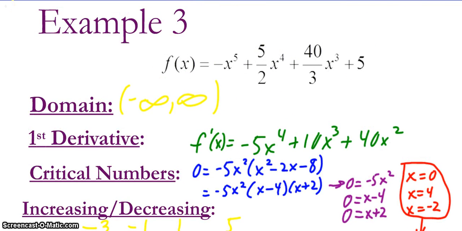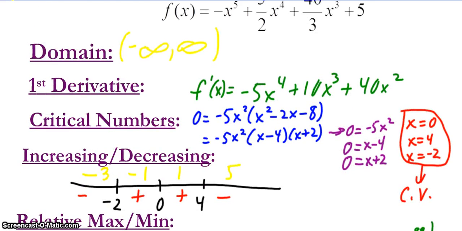Well, our domain is all real numbers. The derivative is -5x to the 4th plus 10x cubed plus 40x squared. When I set that equal to 0, I can factor out a -5x squared, and then it factors into x minus 4 times x plus 2. Set each factor equal to 0. I get critical numbers of 0, 4, and -2.